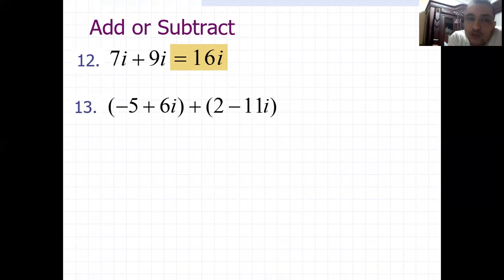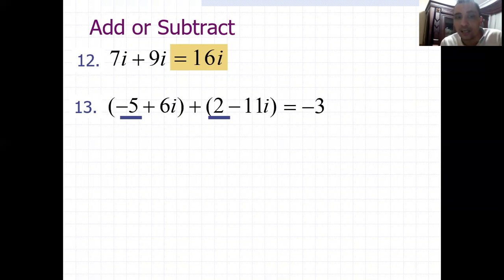Now, if I ask you to add negative 5 plus 6i as a complex number, plus 2 minus 11i, another complex number. Here in this question, try to add the real parts together and the imaginary parts together. The real parts here are negative 5 and 2. Add them, it will be negative 3.